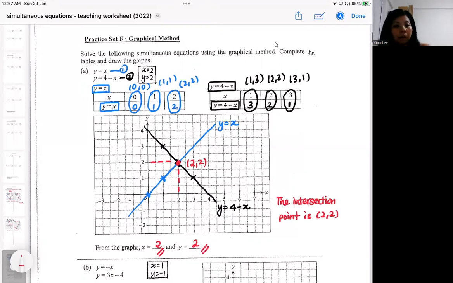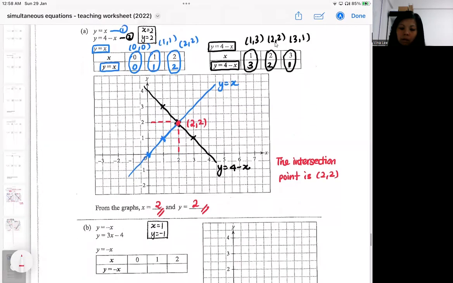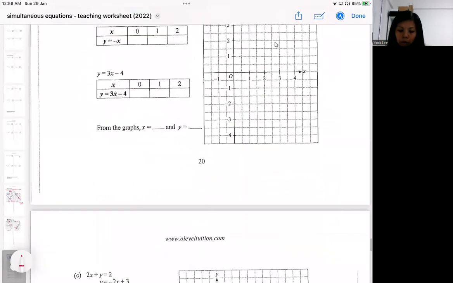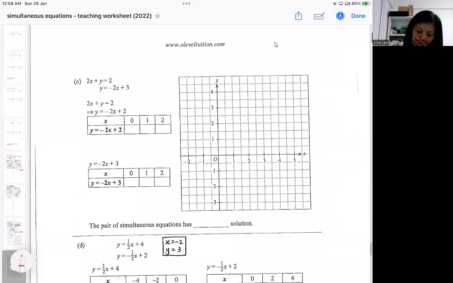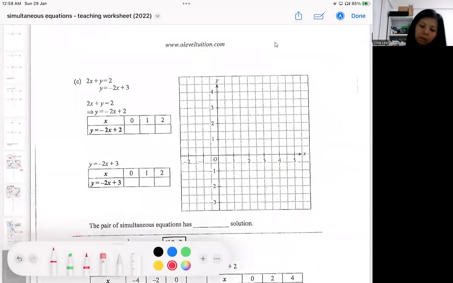Okay, so that will be the method you will need to execute. So during exam, sometimes you will be provided with graph paper, or they will have a grid for you on the actual exam paper. Okay. However, there are two special cases which I'm going to show you here. So part C is a special case.